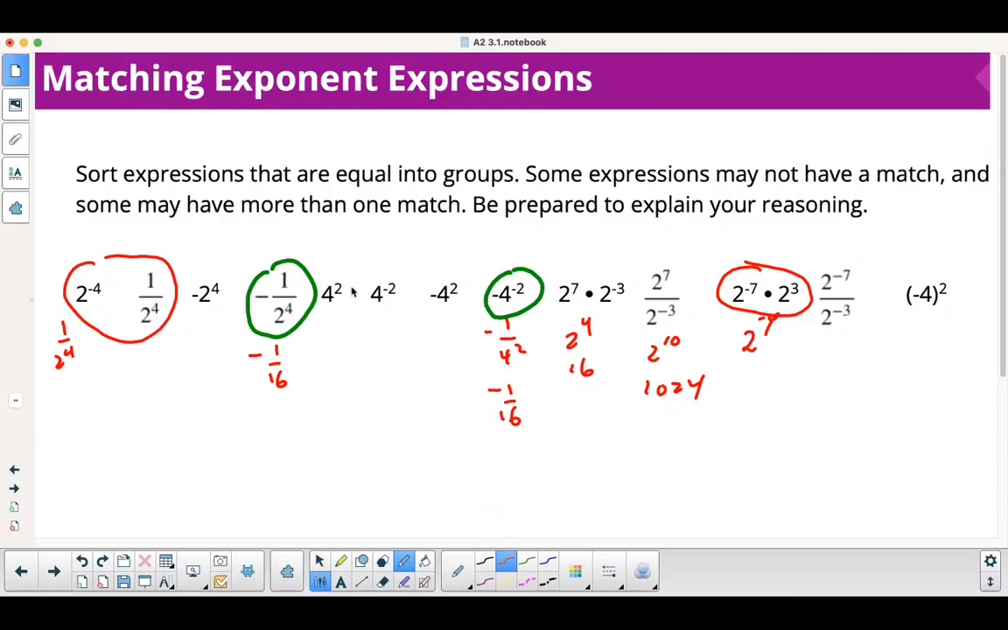Let's see here. This one's pretty easy. 4 squared is 16. And then if I come over here, -4 squared. When I have parentheses, it's -4 times -4. So it becomes a +16. So that would allow me to group these two together.